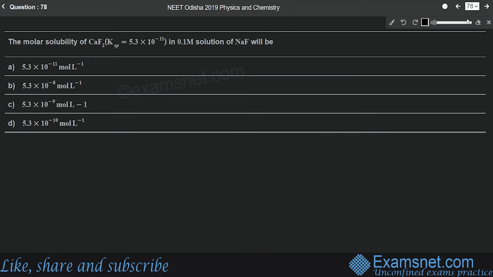Question number 78 is also from the chapter Equilibrium, and the question is, the molar solubility of calcium fluoride in 0.1 molar solution of sodium fluoride will be. So we have two electrolytes here. First one is calcium fluoride and the other is sodium fluoride. So let's write down the reaction for the dissociation of each one of them.